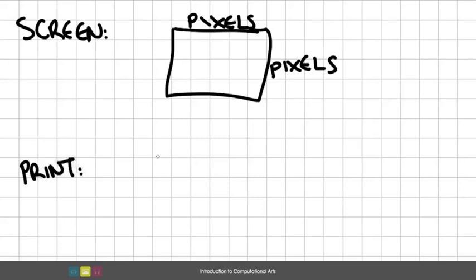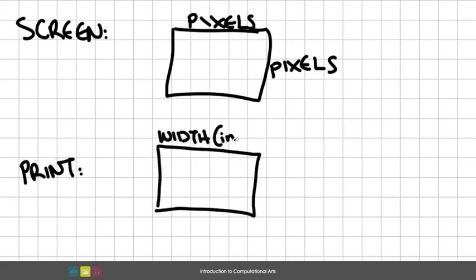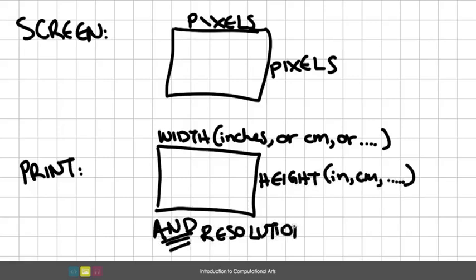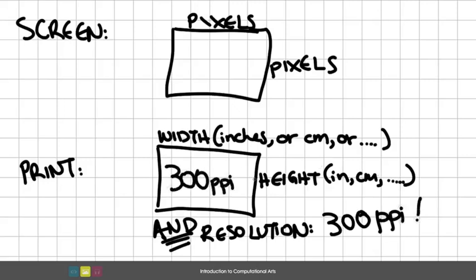When creating and setting up images for print, though, it is hugely important that you specify what you want the print size to be in the units used in your area most commonly, whether that is inches, centimeters, and so on, and what the resolution should be. For print, the resolution should be 300 pixels per inch. I will repeat this because it's really important. For print, the resolution should be 300 ppi.